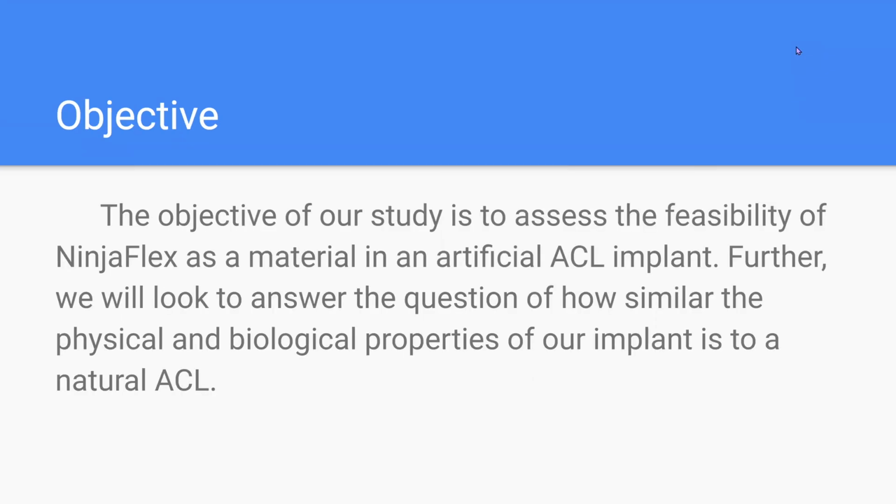Objective. The objective of our study is to assess the feasibility of NinjaFlex as our material in an artificial ACL implant. Further, we'll look into the answer to the question of how similar the physical and biological properties of our implant are to a natural ACL.